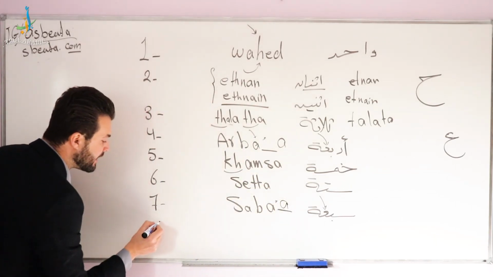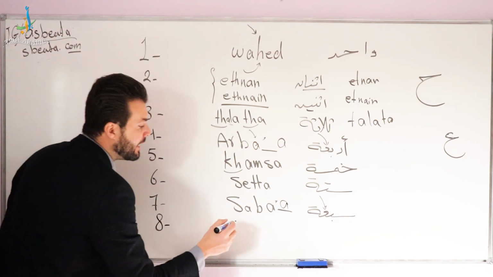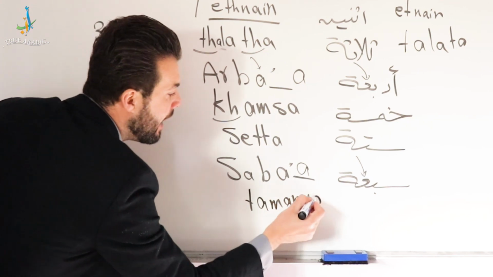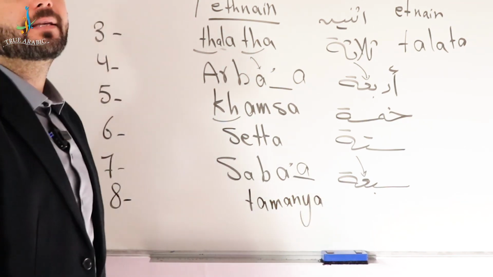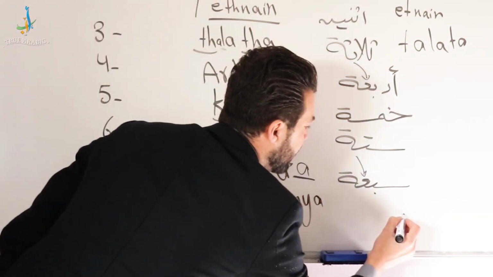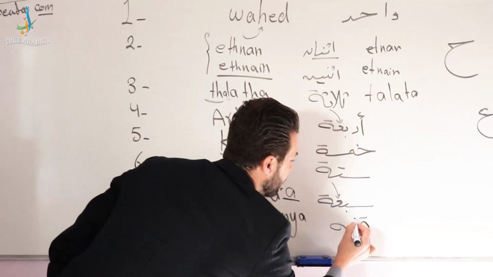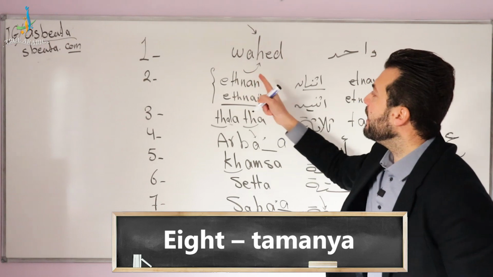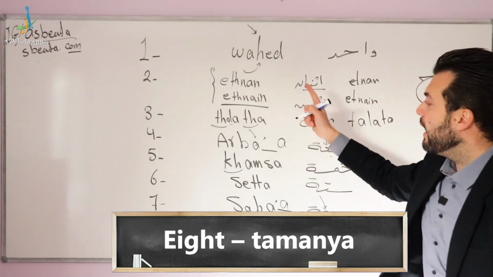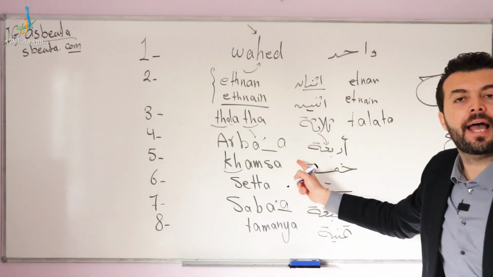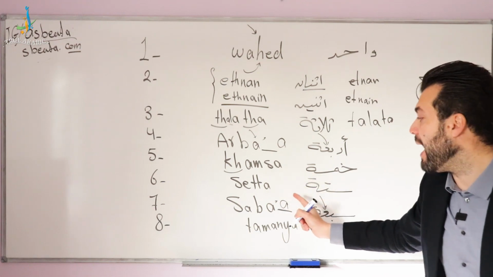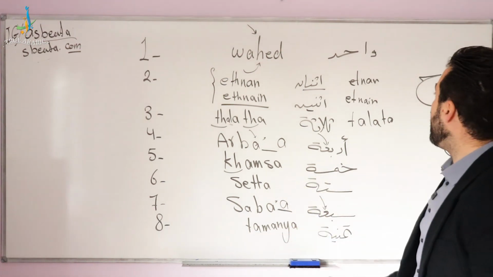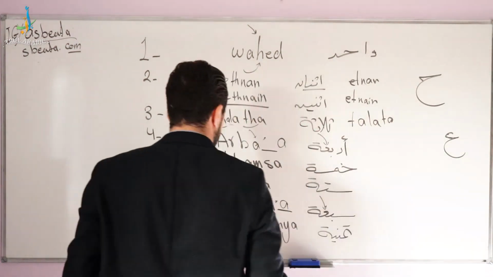Right. How to say 8? Very simple. We say تمانية. We write it this way. Look at that. واحد اثنين ثلاثة أربعة خمسة ستة سبعة تمانية. How do we say number 9?